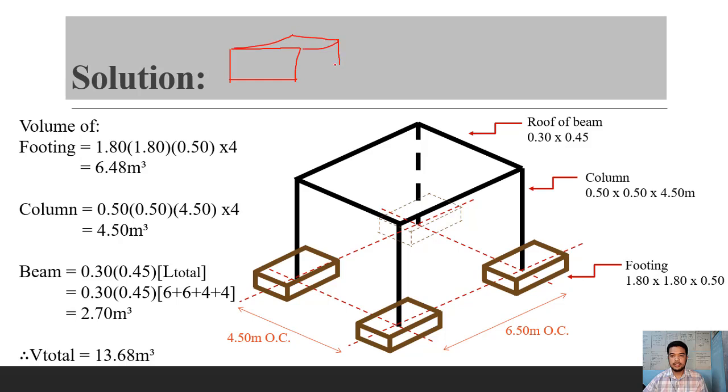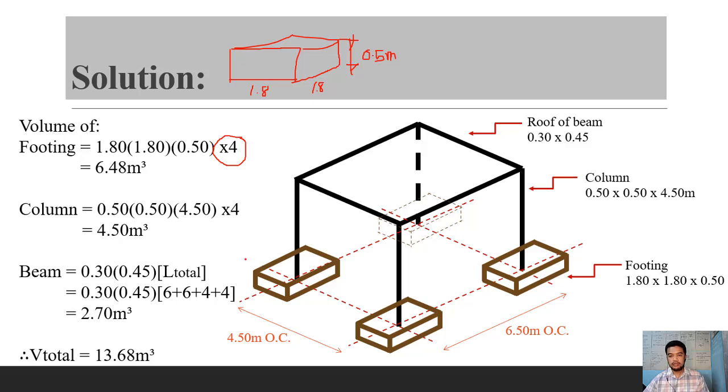Of course, the length and the width is 1.8. Okay, this should be the figure for your footing. And this right here will be half a meter or 0.5 meters. Okay, therefore the volume will now be multiplied by 4 because there are four footings in this structural frame right here. So multiplying that, we will now have 6.48 cubic meters.